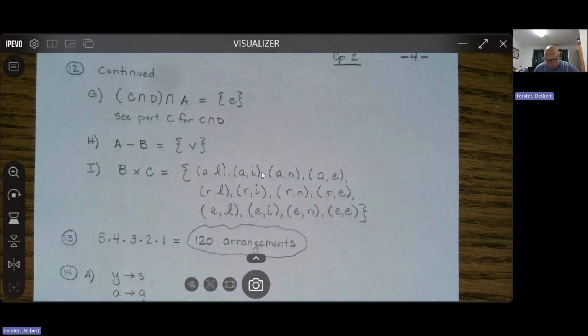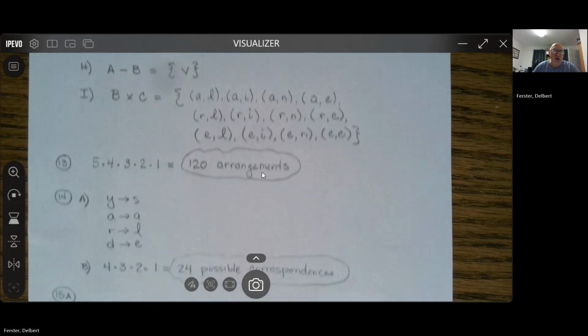That's Cartesian product. 13. You're playing a word game, got 5 distinct letters. The question is, how many ways can you put them in order? You can pick 5 choices for your first letter, but once you've picked a choice for your first letter, you only have 4 choices for your next letter. Then you have 3, then you have 2, and then you have 1. The answer is the product of those. So it's 5 times 4 times 3 times 2 times 1. You guessed it, that's 120 arrangements for your 5 letters.